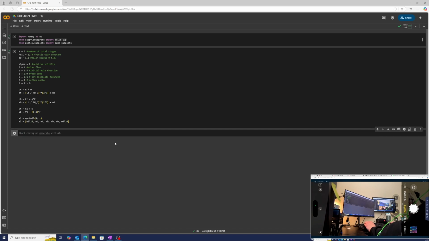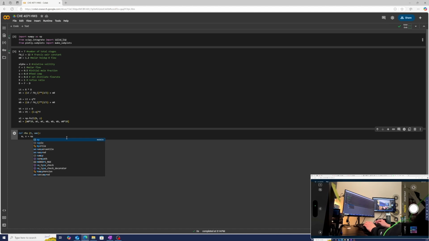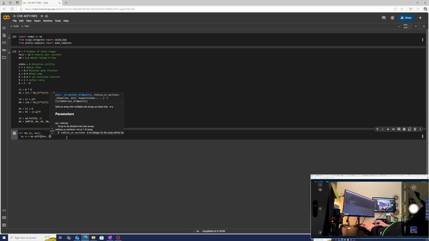What we need to do now is define a function that will calculate our changing molar holdups and our changing compositions. So we'll define our right hand side as a function of time and our vector, which will be our initial holdups and compositions. And what we'll do is we'll split our vector into our holdups and compositions with np.split, so we split this into two pieces.